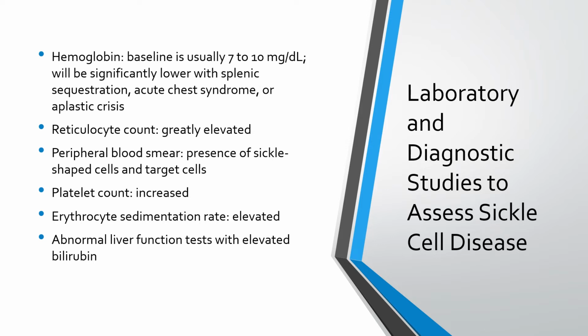It's that retic count, which will be greatly elevated. The peripheral blood smear will have the presence of those sickle-shaped cells and target cells. Our platelet count will be increased. Our ESR will be elevated, and we will have some abnormal liver function tests with an elevated bilirubin, which just means that lysing or breaking down that bilirubin is just really escaping from the blood supply.